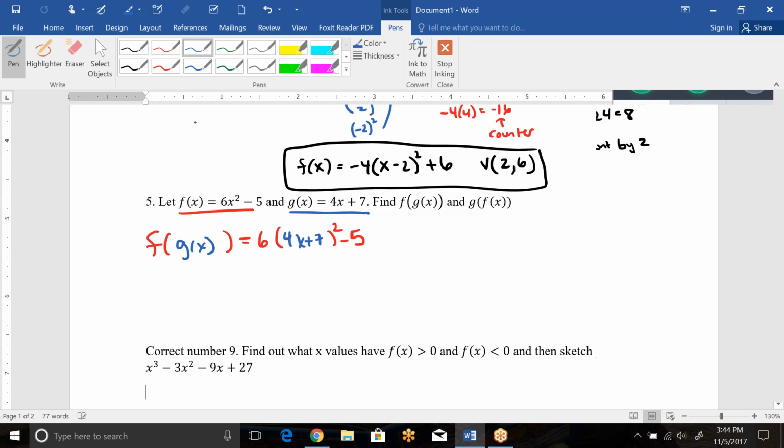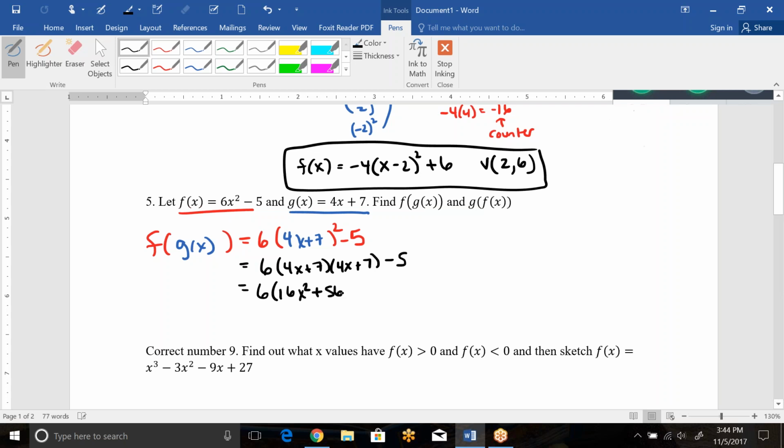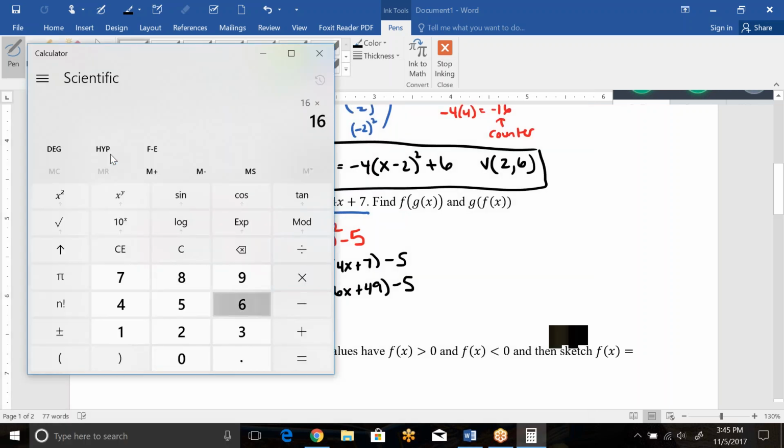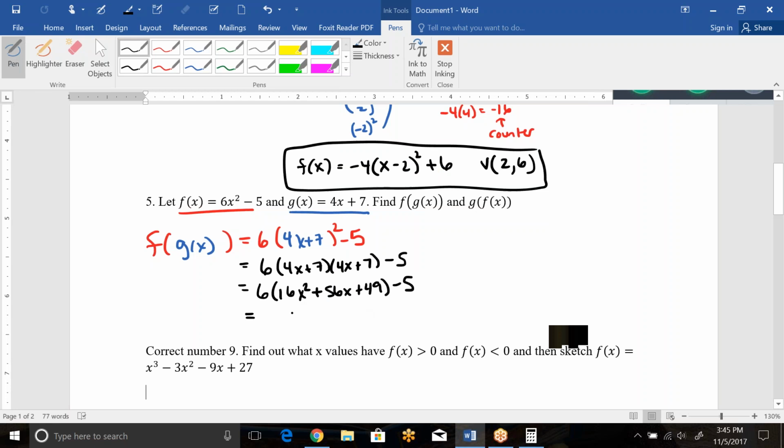So we need to do 6 times 4x plus 7 times 4x plus 7, because it's being squared, and minus 5. We'll FOIL this out again. I believe this was 16x squared plus 28, would be plus 56x plus 49, minus 5. And because of this, now we have to make everything multiplied by 6. So 16 times 6 is 96x squared.